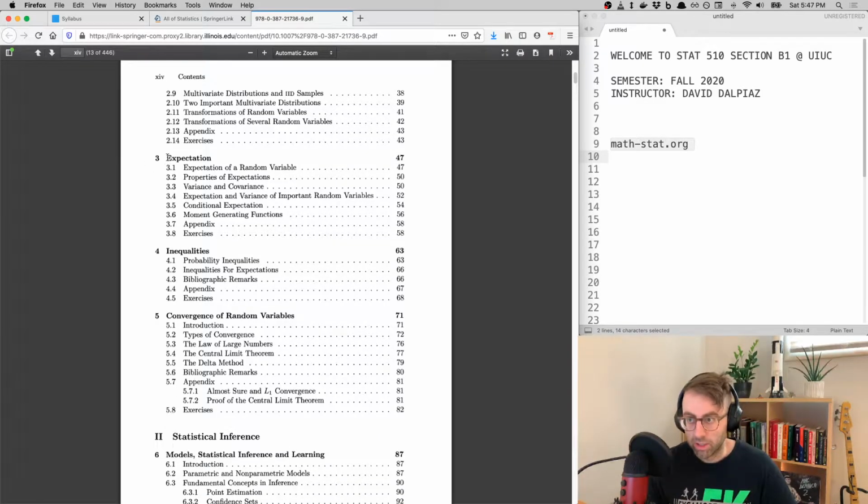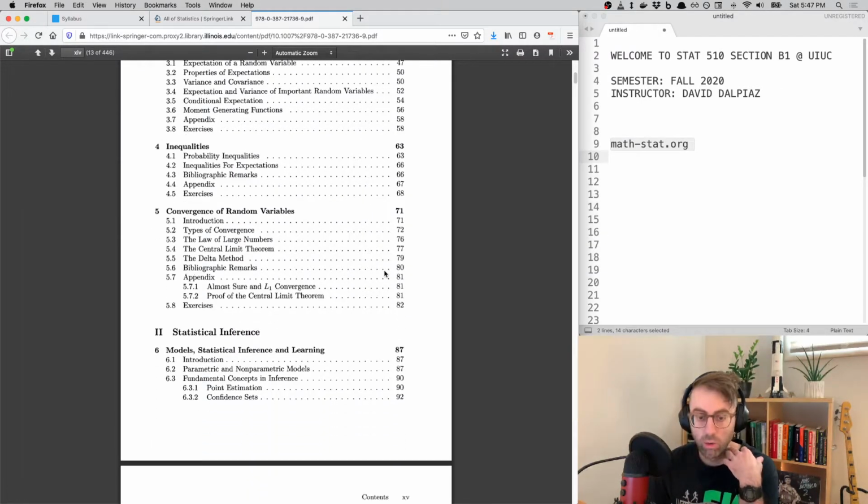Similarly, chapters 3, 4, and 5 we'll go through pretty quickly, maybe 2 weeks between the 3 of them at most. Again, roughly all of these should be things you should have seen before, but it doesn't hurt to refresh, so that you're not having to go back while simultaneously learning something else.